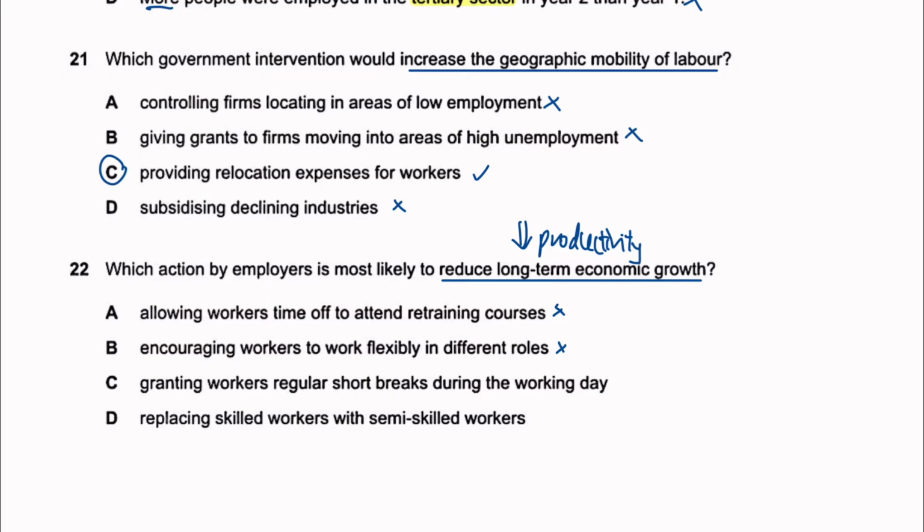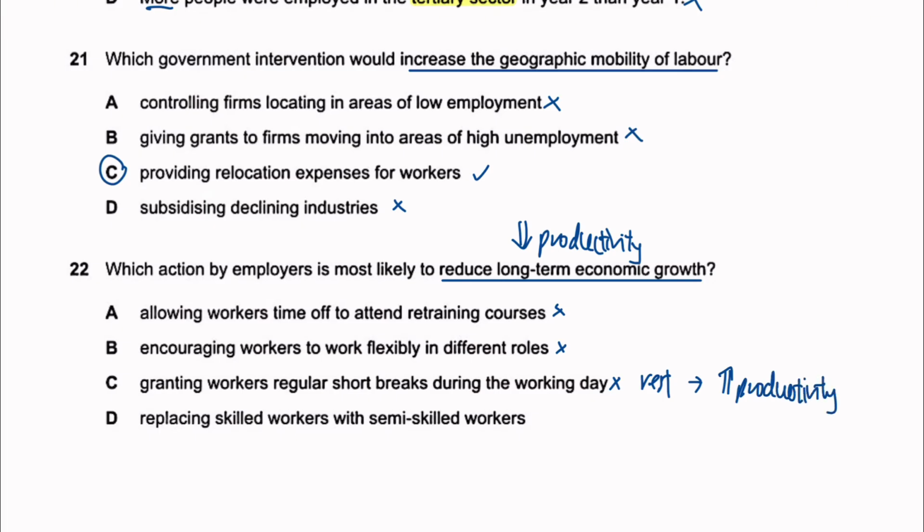C, granting workers regular short breaks during the working day. First, this may seem a bit confusing because you are like, oh, the workers are actually taking a rest, taking a break. Wouldn't their productivity reduce? Yes, in reality, maybe yes, but in theory, when the worker takes a rest, they can regain their energy, so the productivity increases afterwards.